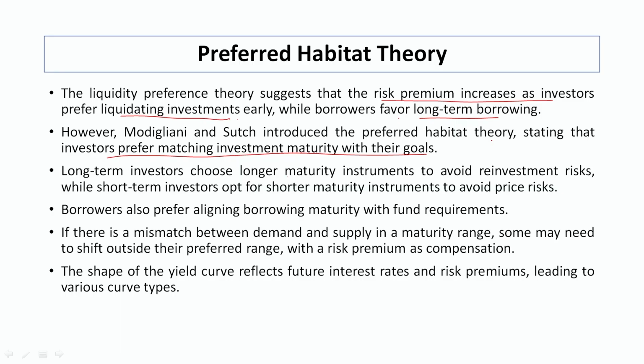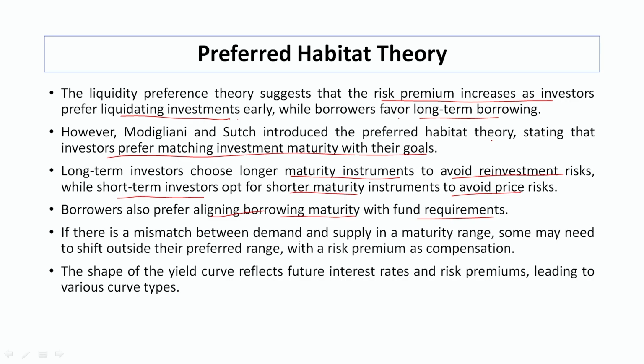If the maturity period of the bond matches the goals of the investor, then only they prefer investment in bonds; otherwise they do not prefer that financial instrument. So, long term investors choose longer maturity instruments to avoid reinvestment risk, while short term investors opt for short maturity investments to avoid price risk. Borrowers also prefer aligning borrowing maturity with fund requirements, because they require funds for a longer period of time. In that situation they require long term bonds.